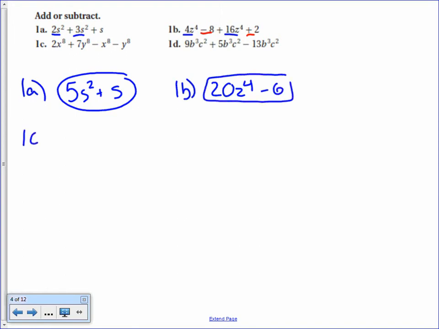For 1c, I have 2x to the 8th, and I've got another x to the 8th. So 2x to the 8th minus a 1, so maybe just 1x to the 8th, or just x to the 8th. I can also combine the y to the 8ths. So 7y to the 8th minus a 1y to the 8th is going to give me 6y to the 8th.